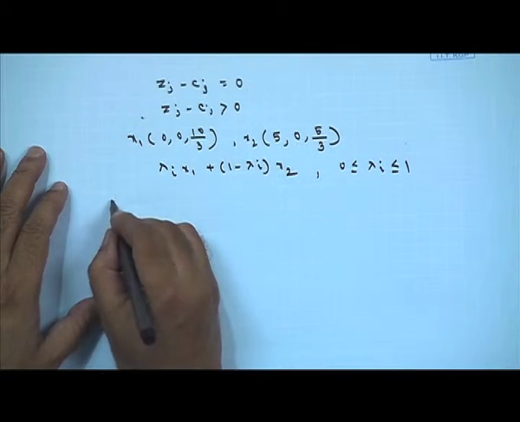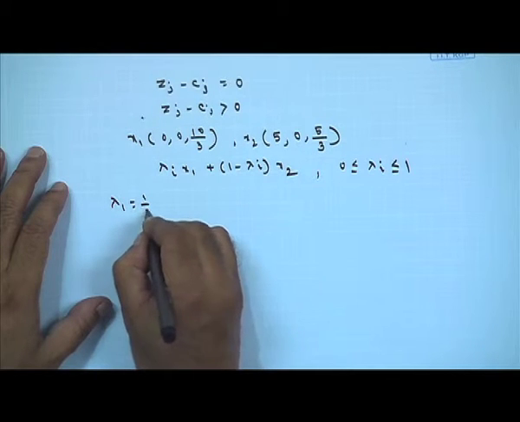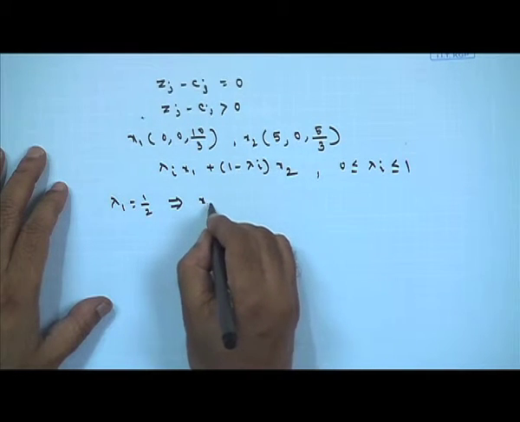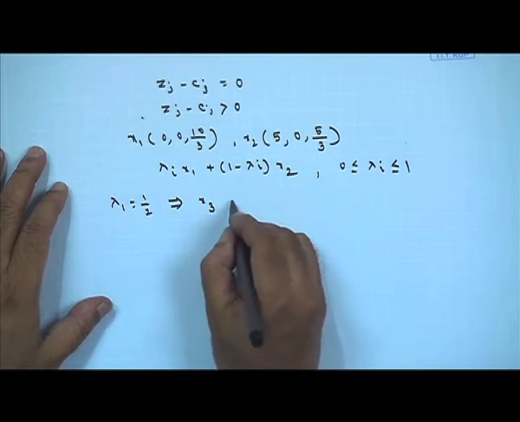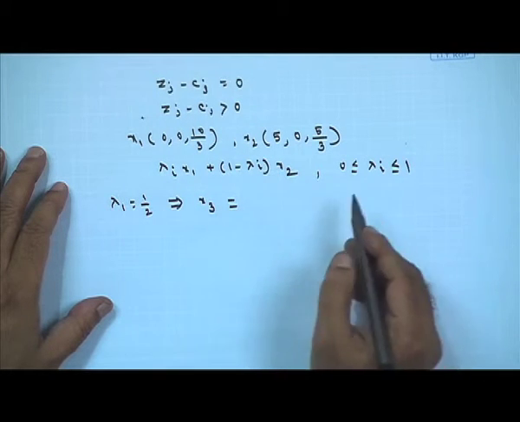Suppose we choose lambda equals half. In that case, I can obtain another point x3 by using these combinations.